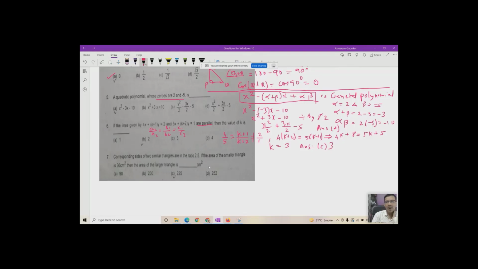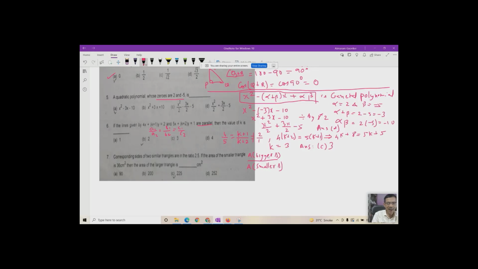This question is based on the areas of similar triangles. And we know that the ratio of areas of similar triangles is equal to the square of the ratio of their corresponding sides. So let me write that. I will write the area of the bigger triangle divided by the area of the smaller triangle.